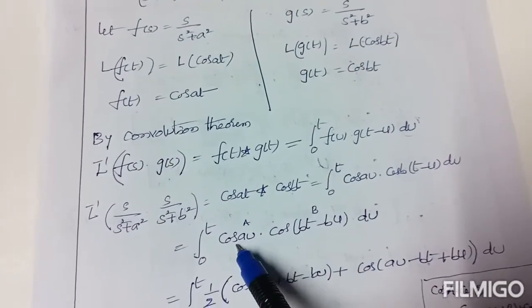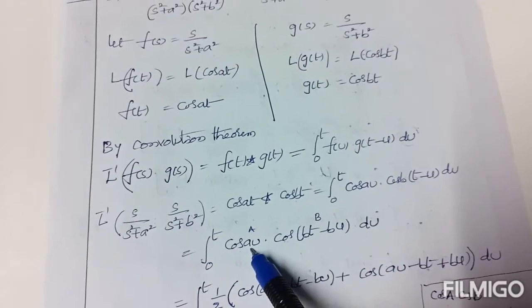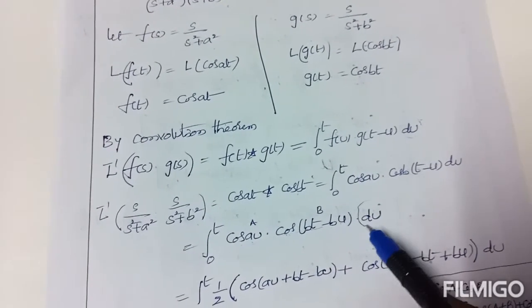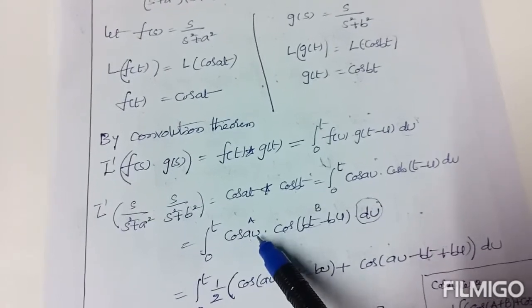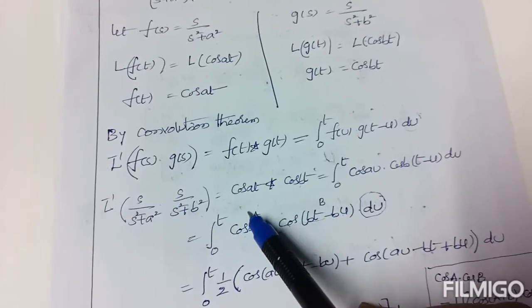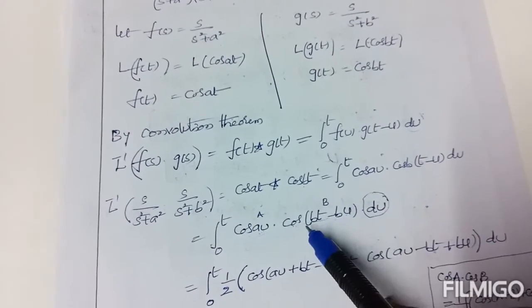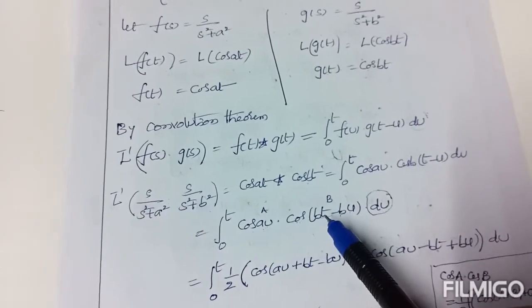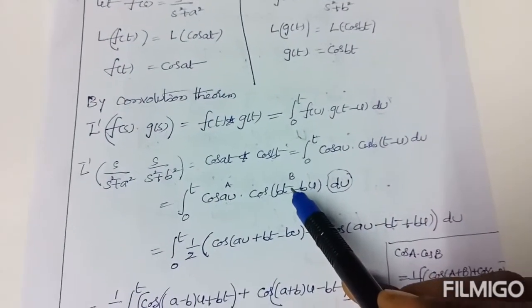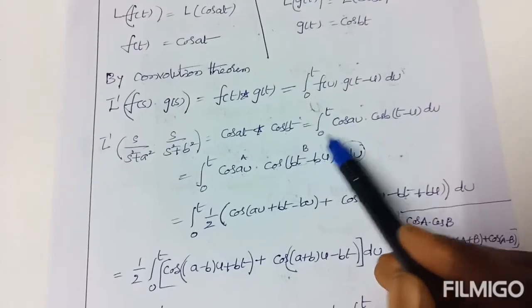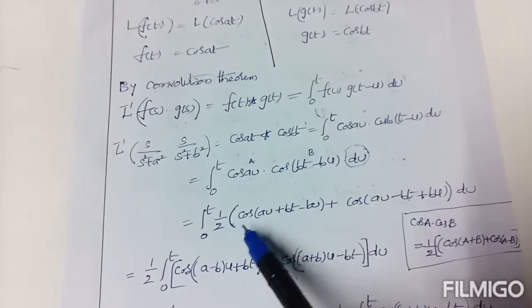Here also a product of two functions is there. Here the angle is au, here the angle is minus bu. Integration with respect to which variable? U. So you concentrate on u only. Au minus bu: out of which is the angle greater? Au is greater, so its name can be taken as capital A. Bt minus bu, so this angle name can be taken as B. Cos A cos B can be written as, I have written the same formula at the bottom of this page.